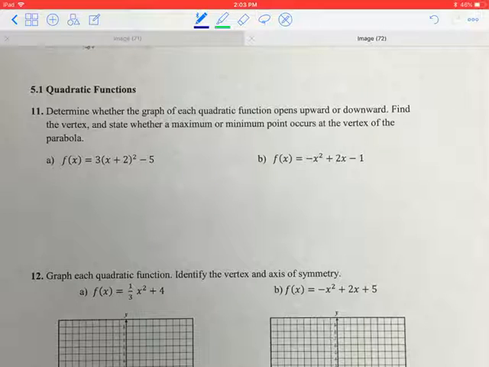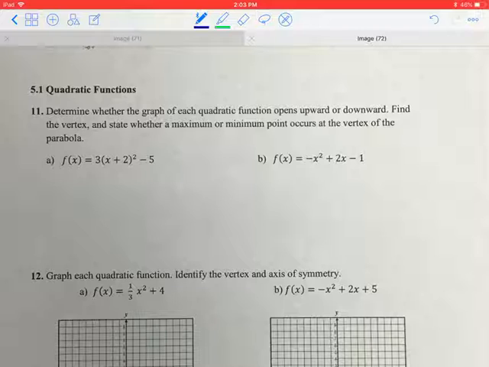This is number 11 on the review. We are in section 5.1, which is our quadratic functions. So for number 11, we're given two quadratic functions. One's in vertex form, one's in standard form. And we're asked to find some information about this: whether it opens up or down, find the vertex, and state whether a minimum or maximum point occurs at the vertex.